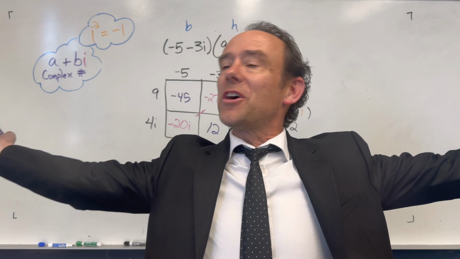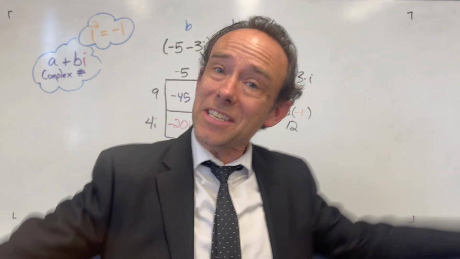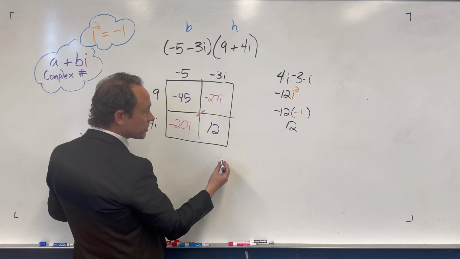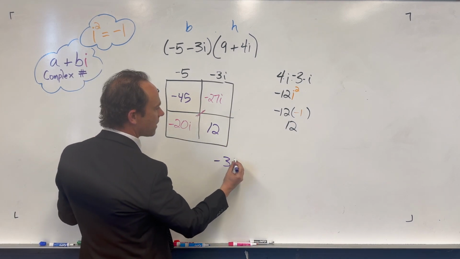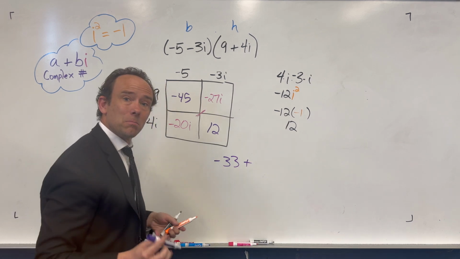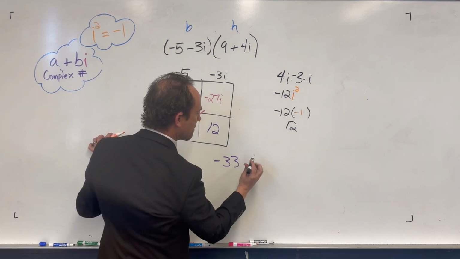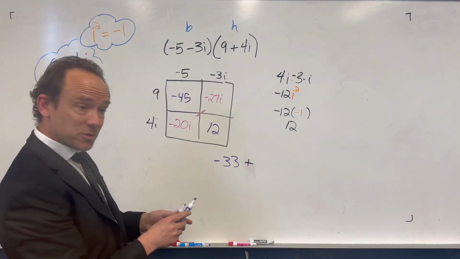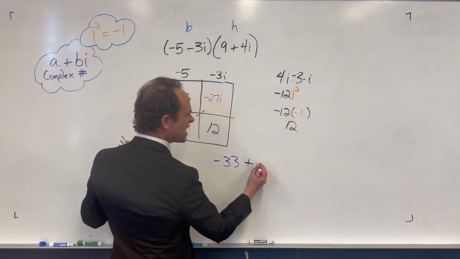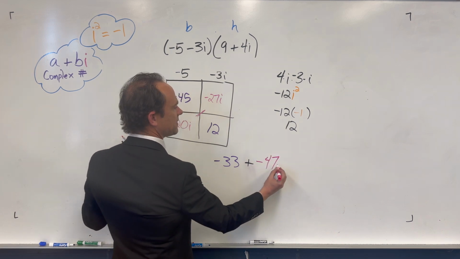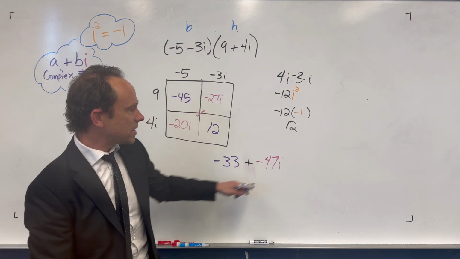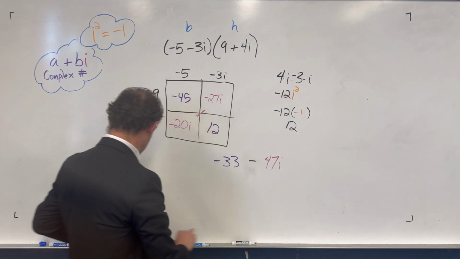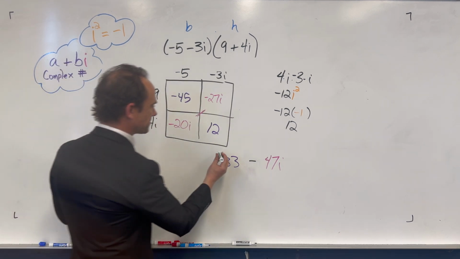And now let's add up all of our little areas, and we'll get the collective area. So -45 plus 12, let me add those two, and I get -33, plus, maybe I'll put that black, we're going to add negatives here, so -20 plus -27, we're at -47i, and instead of writing plus a negative, let's just write minus. Let's circle it.